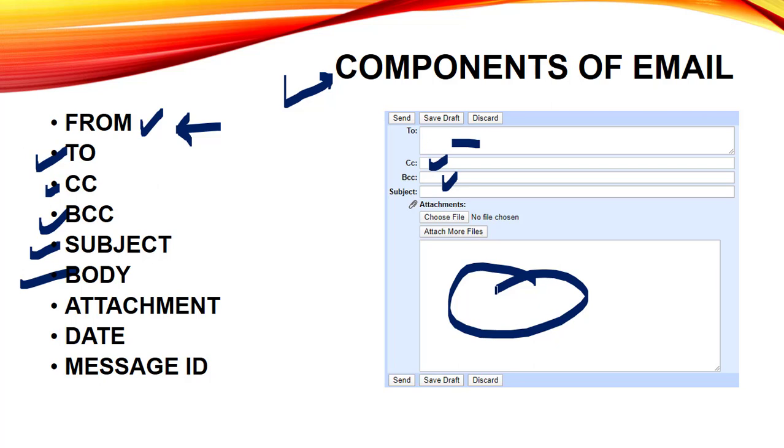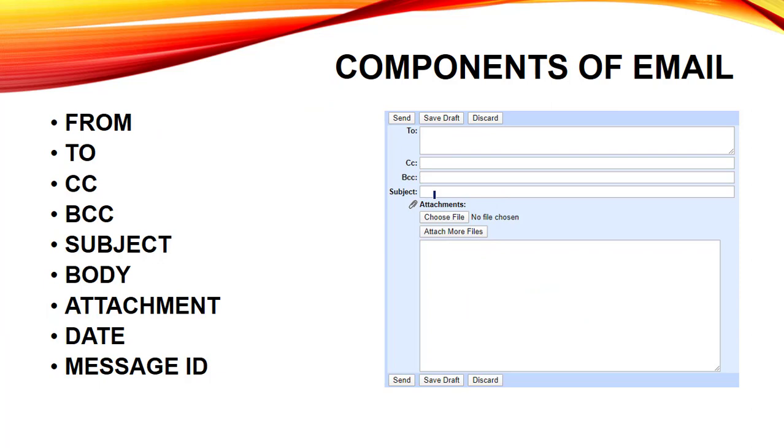Then next we have attachment. Generally, when we have to send a file with our email, we have to attach that file by using some attachment options. And these options are termed as attachments. Next we have date and message ID. Well, when we send a mail to someone, the date of that mail along with the message ID is sent to the recipient. Now one by one we have to discuss about all these components in detail.